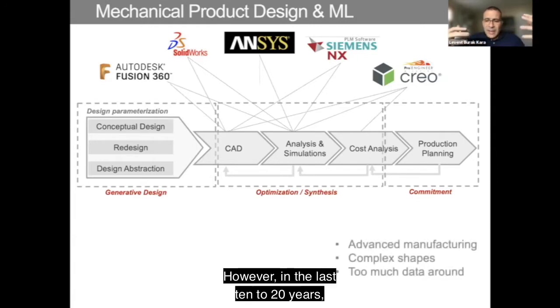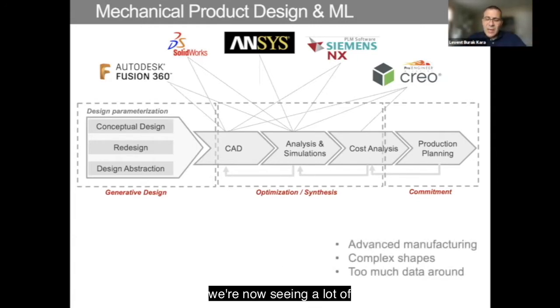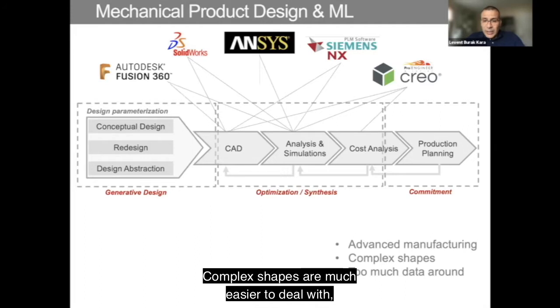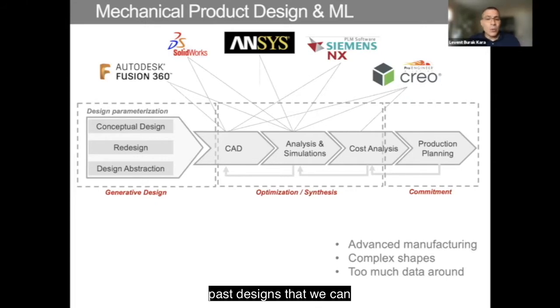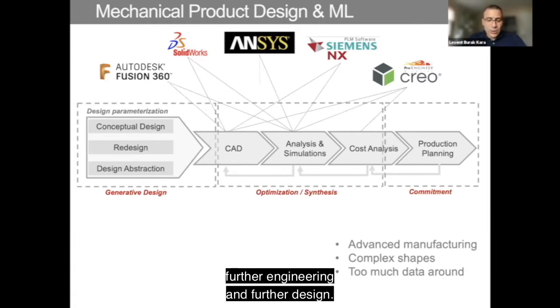However, in the last 10 to 20 years, we're now seeing a lot of interest in new ways of doing engineering, primarily because we have new advances in advanced manufacturing, such as additive manufacturing. Complex shapes are much easier to deal with, much easier to manufacture. And over the years, people have created very large databases of data. So we now have a lot of existing, past designs that we can look up and learn from in order to do further engineering and further design.